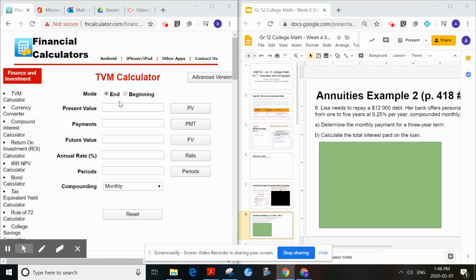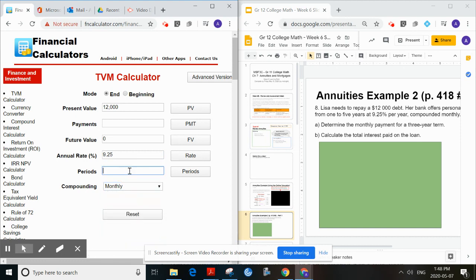So if I wanted to use the TVM calculator, I would go to fncalculator.com. I would click the TVM calculator option, it's the first one, and I'd put in what I know. In this case, she already has the money. She's borrowing $12,000. At the end of her payments, she wants to owe $0. So she wants to have paid back that full $12,000. The rate, we can see from the question, is 9.25%. It is being compounded monthly. So we're going to double check that this drop-down menu is on monthly.